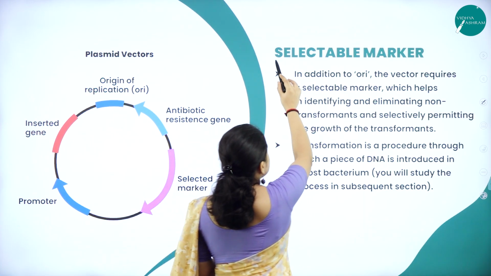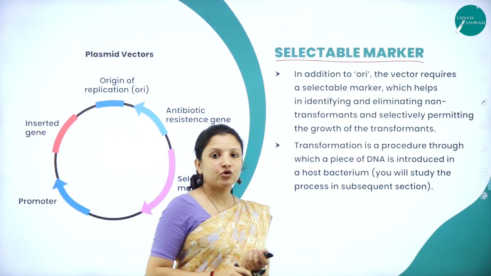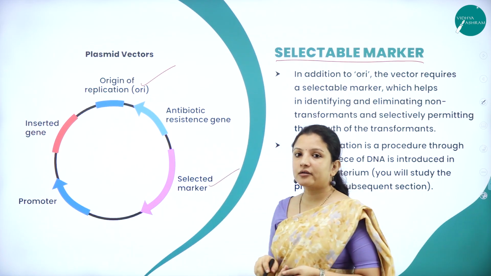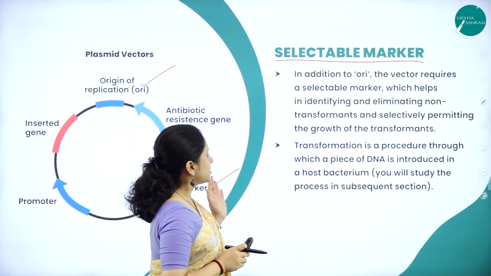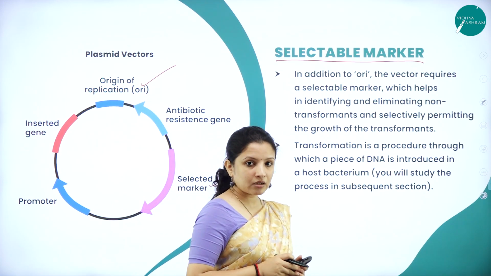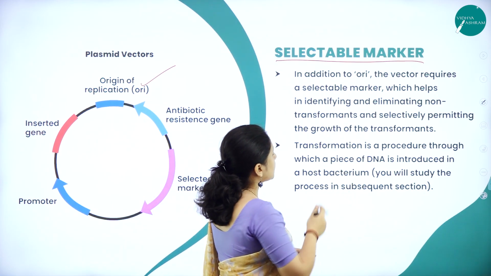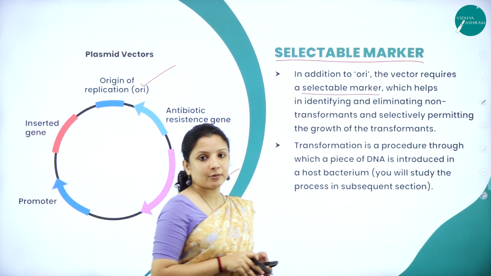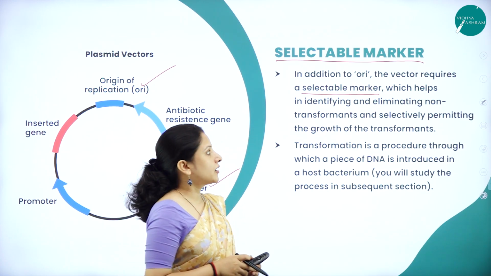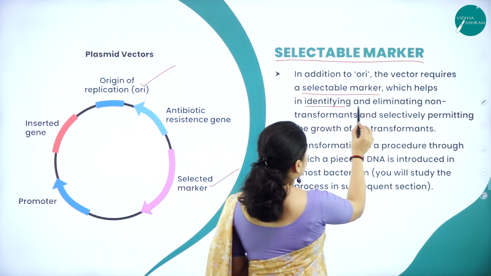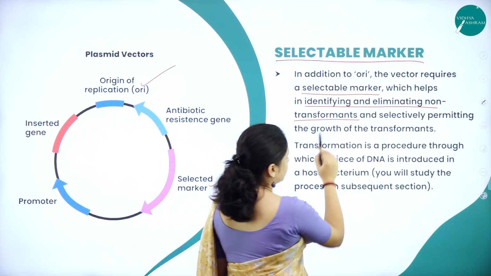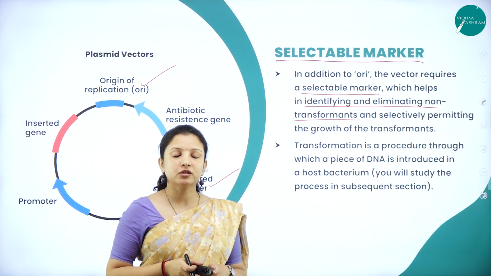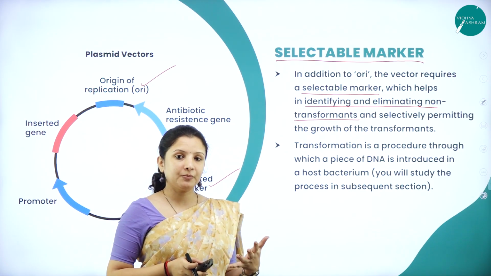Next part is the selectable marker region. So we finished studying the origin of replication region. Next is the selectable marker region. In addition to ORI, the vector requires a selectable marker. So what is the function of the selectable marker? This selectable marker helps in identifying and eliminating the non-transformants. So those cells which are not capable of expressing, the non-transformants, will be removed.